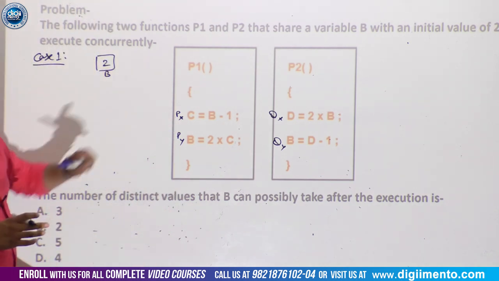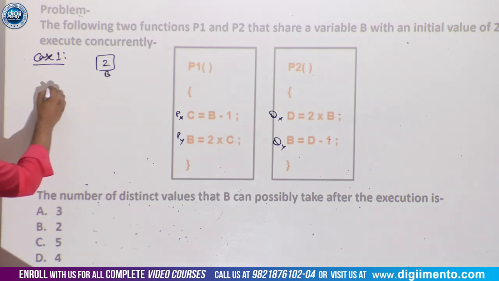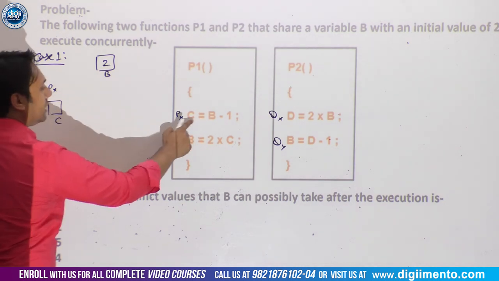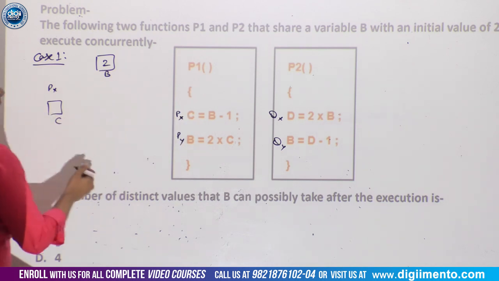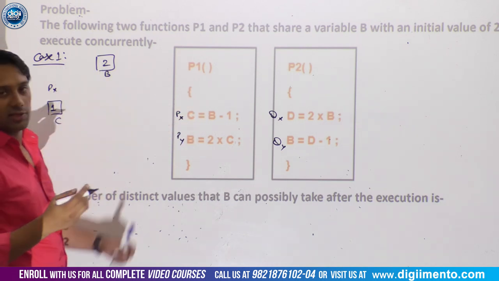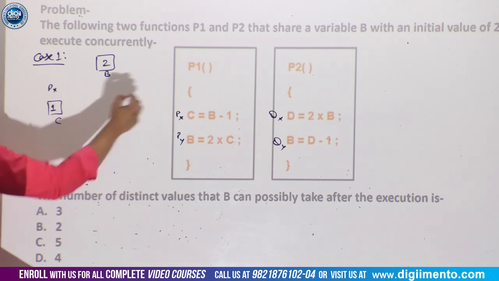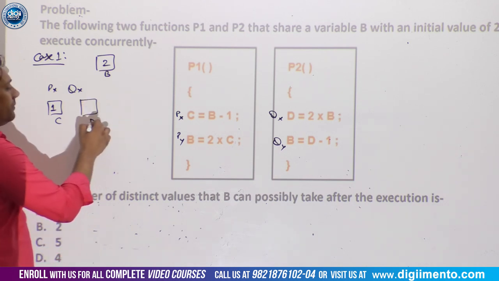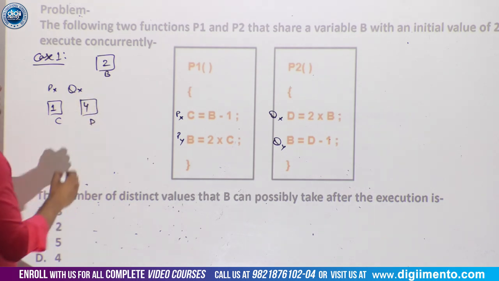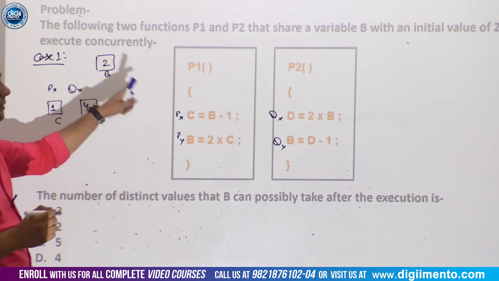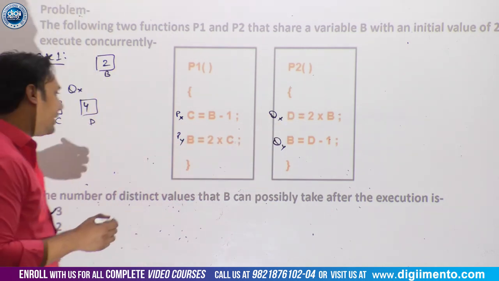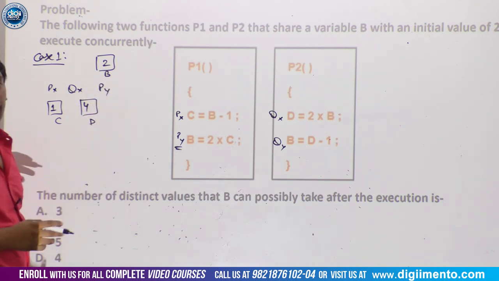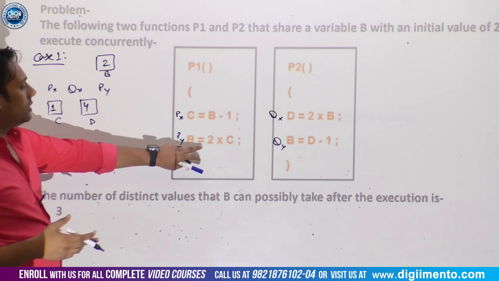Now, let us assume that the CPU is given to process P1 first. So P1 executes statement PX. That means P1 stores the value of B minus 1 into C, so in variable C the value stored is 1, that is 2 minus 1 is 1. Now let us assume the CPU is given to program P2, which executes statement QX. In variable D the value stored is 4, because initially the value of B is 2 and we have not modified it. Now let us assume the CPU is given to statement PY. After statement PY is executed, the value of B is 2 into C.